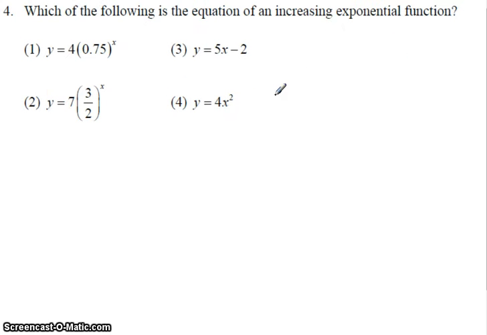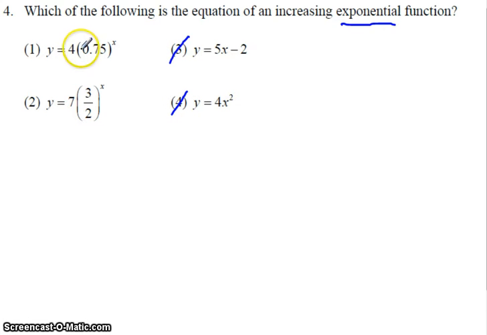It says, which of the following is the equation of an increasing exponential function? And I'm going to eliminate 2 of these right off the bat. Since it says it's exponential, number 3 is linear. This is y equals mx plus b. So I'm going to get rid of that. And I'm also going to eliminate number 4. Number 4 has an x squared, so this is going to be quadratic. So we can get that out of there too.